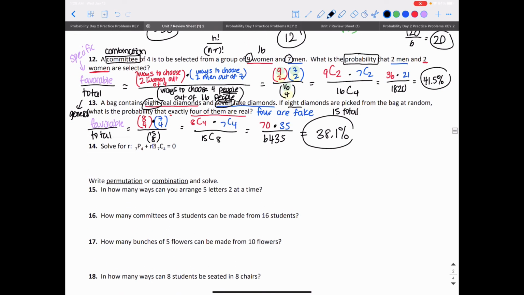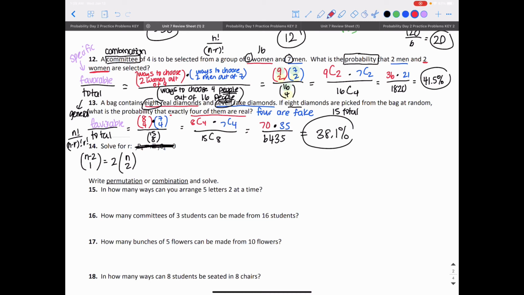For 14, this is not the question I want to do. The question is (n minus 2 choose 1) is equal to 2 times (n choose 2). This is a combination problem, so I have to convert these things into combinations, or I need to use the combination formulas for this. The combination formula is n factorial all over n minus r factorial times r factorial.